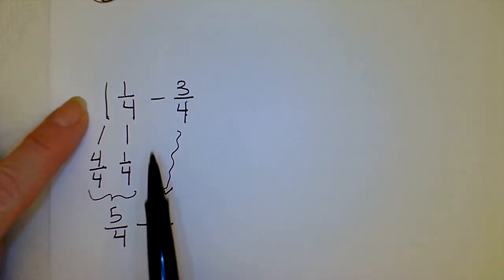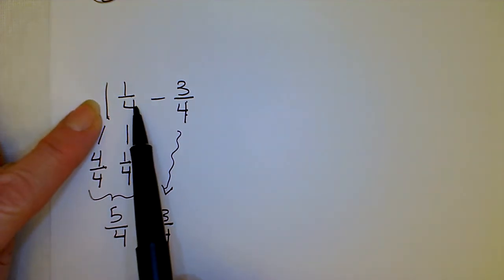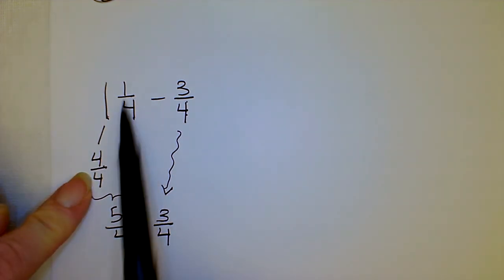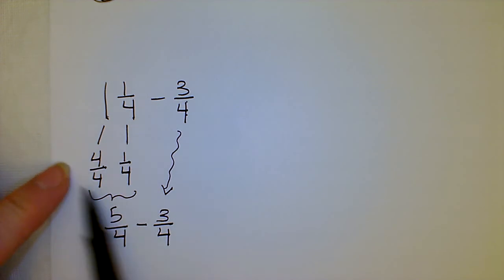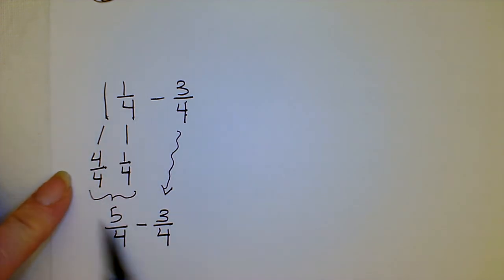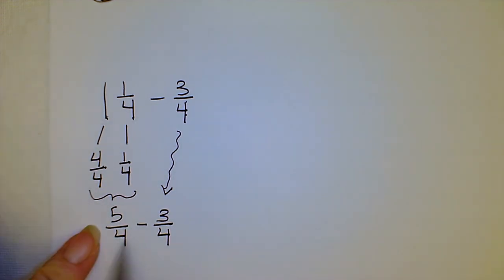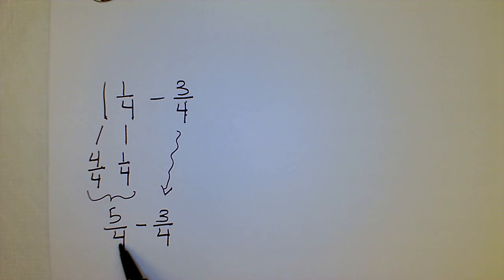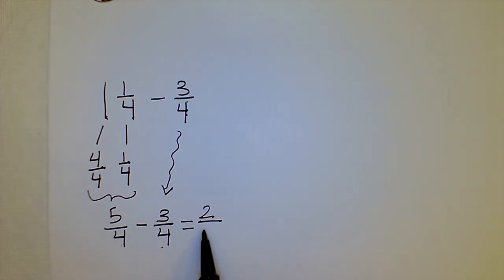So again, I took my 1 from my 1 1/4, and I turned it into 4/4. I brought down my 1/4, and then I recombined them. Here they're all together. We put them all together here as fourths, so it's 5/4. So we have 5/4 minus 3/4. Well, that's 5 pieces minus 3 pieces is 2 pieces. How big are your pieces?